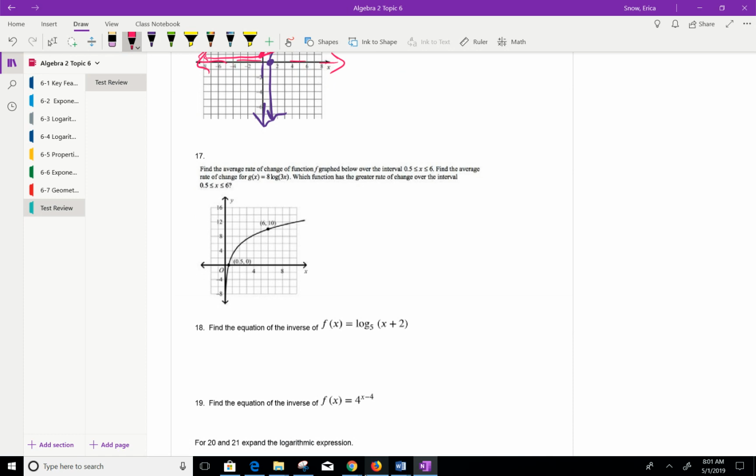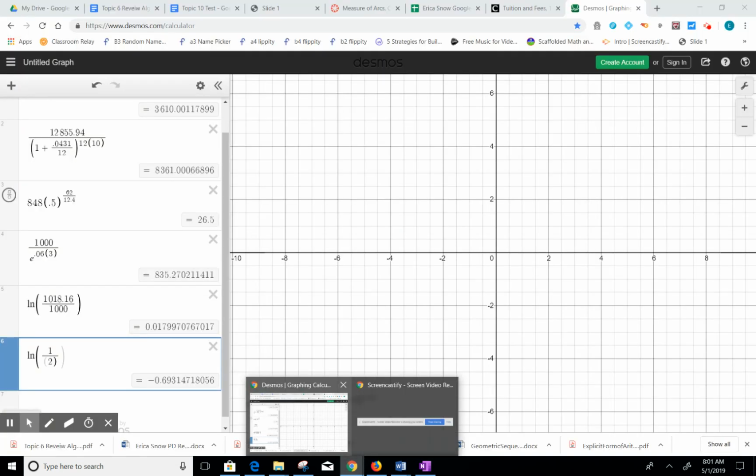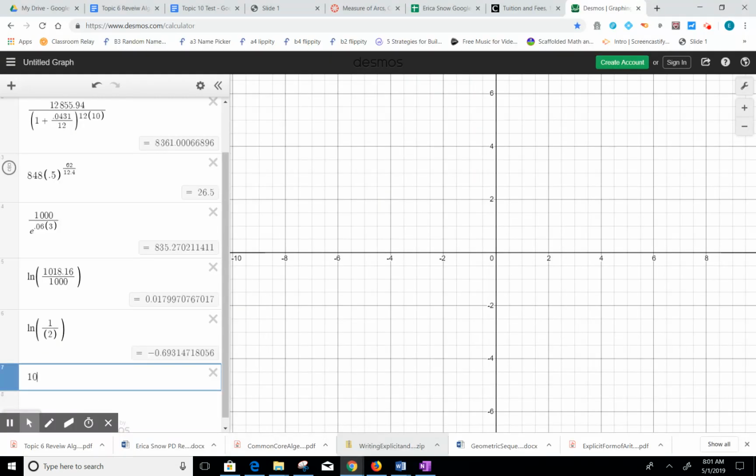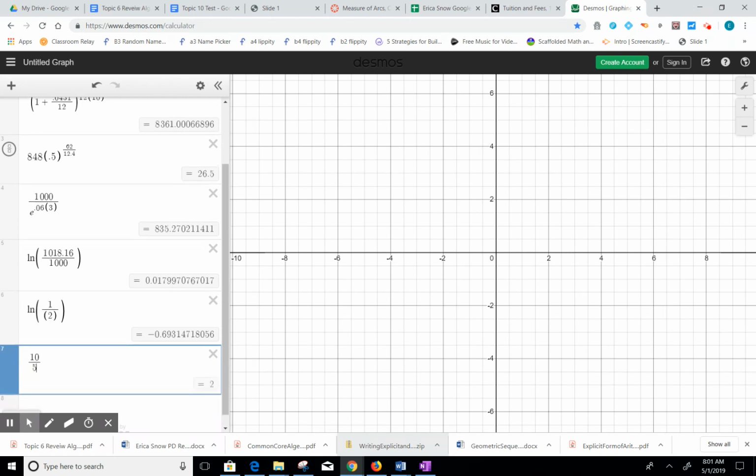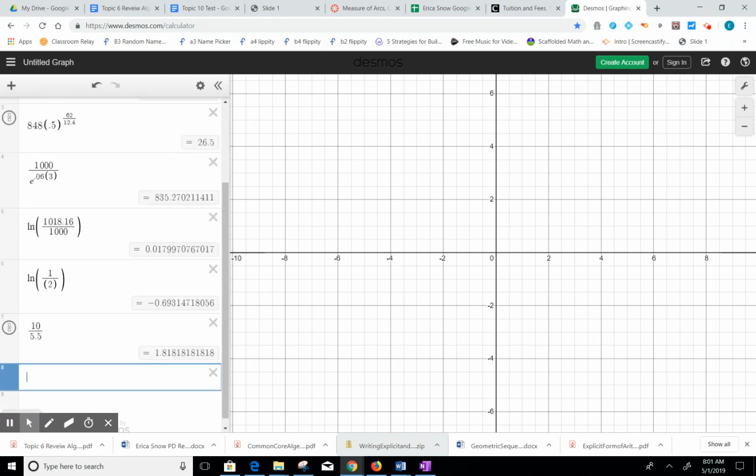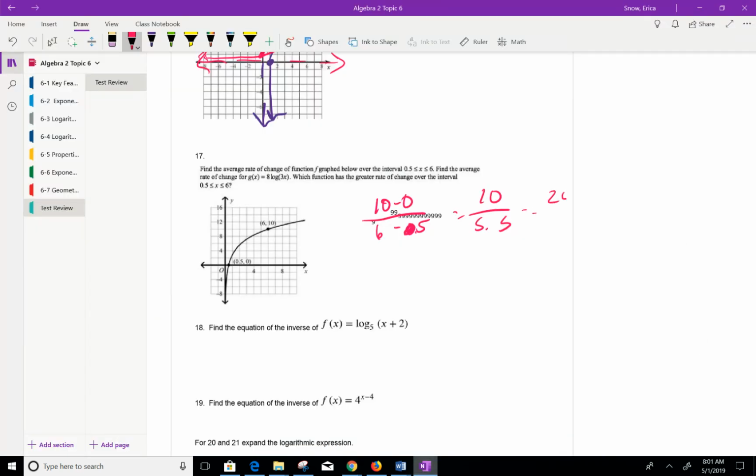Okay, 17 says find the average rate of change of this function. So we're going to have 10 minus 0 over 6 minus 0.5. So we get 10 over 5.5. I'm not doing that in my head. So we get 0.1818 or 20/11ths, which I'm just going to leave as 20/11ths. You know I like fractions.